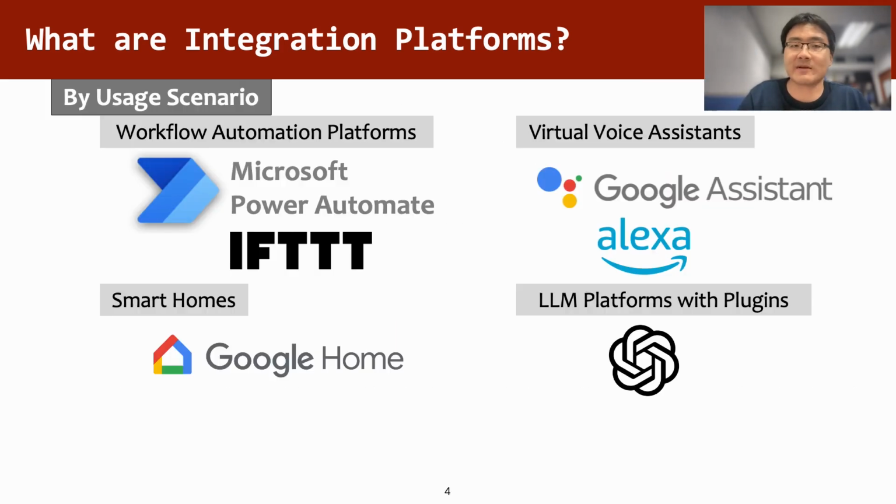So back to the integration platform concept. In a narrow sense, people often refer to it as workflow automation platforms like Microsoft Power Automate and IFTTT. But here we're also including several other types of platforms that have a similar architecture. Based on their usage scenarios, this also includes virtual voice assistants like Alexa, as you've seen before, and Google Assistant, smart homes such as Google Home, and most recently, large language model platforms with plugin support such as ChatGPT plugins.